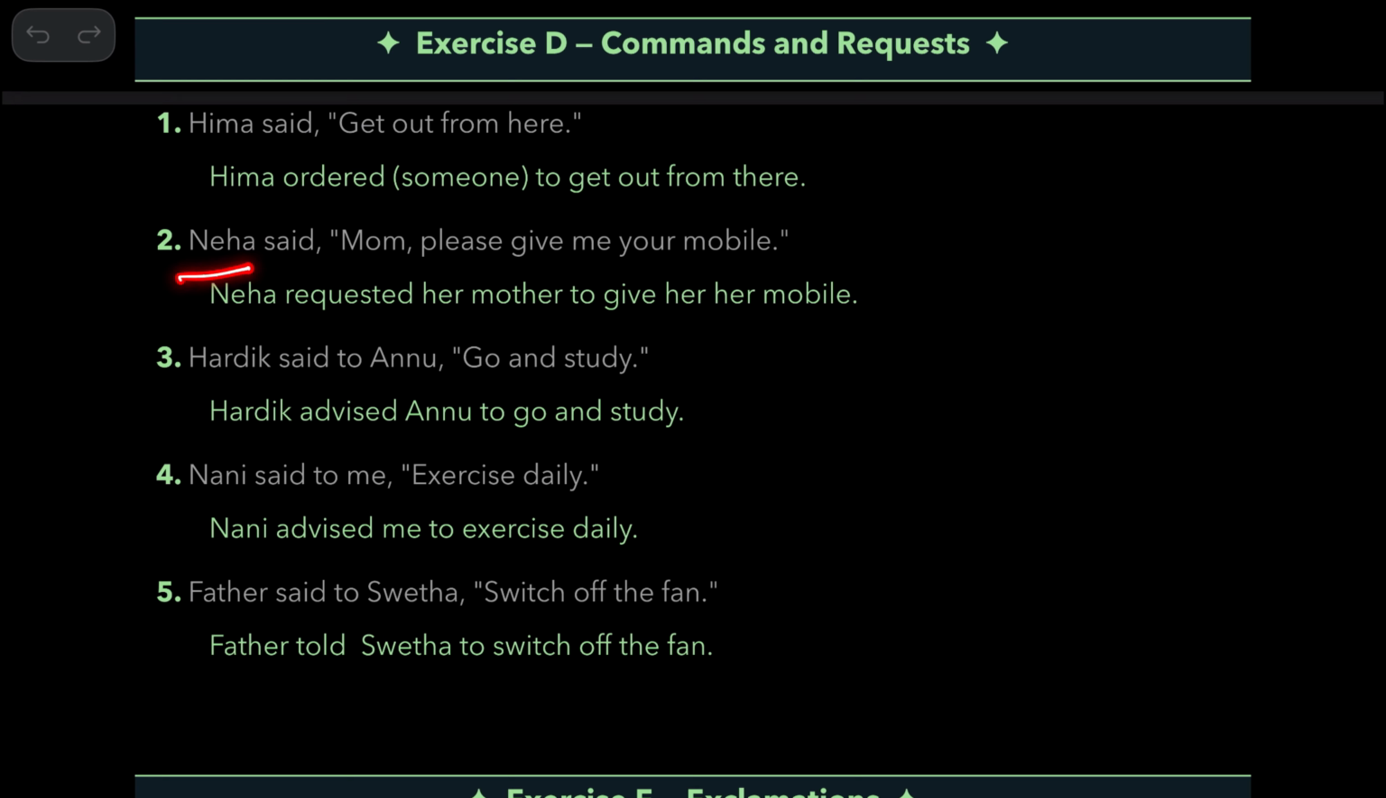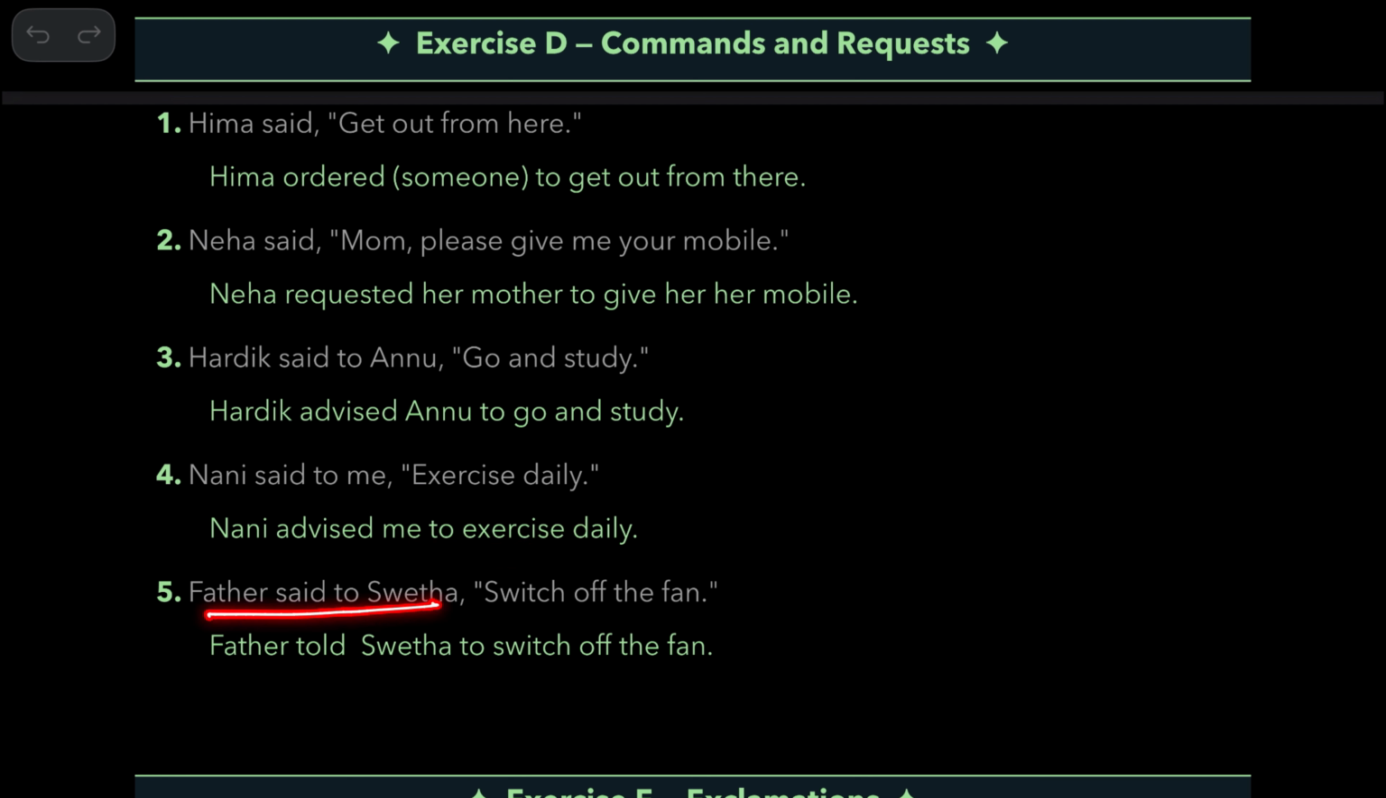Neha said, Mom, please give me your mobile. Neha requested her mother to give her her mobile. Hardik said to Anu, go and study. Hardik advised Anu to go and study. Nani said to me, exercise daily. Nani advised me to exercise daily.